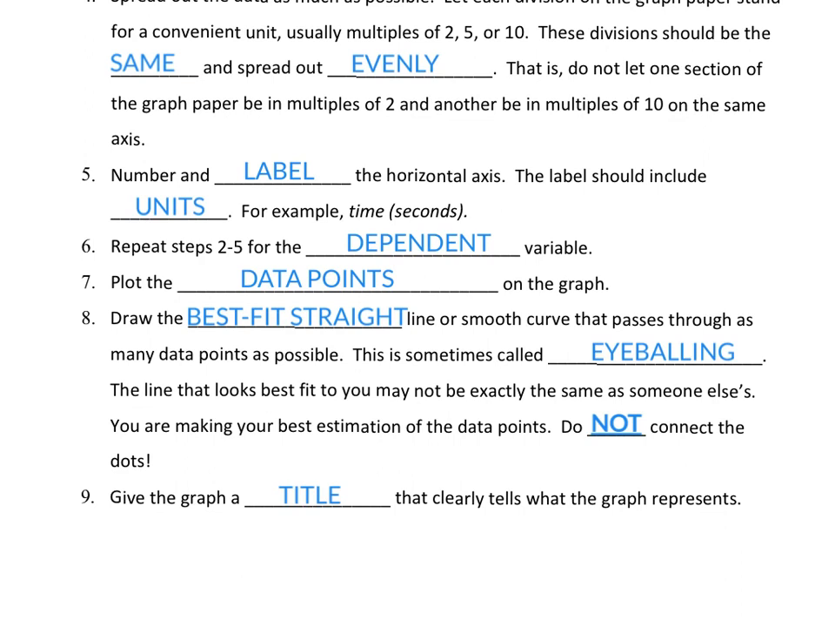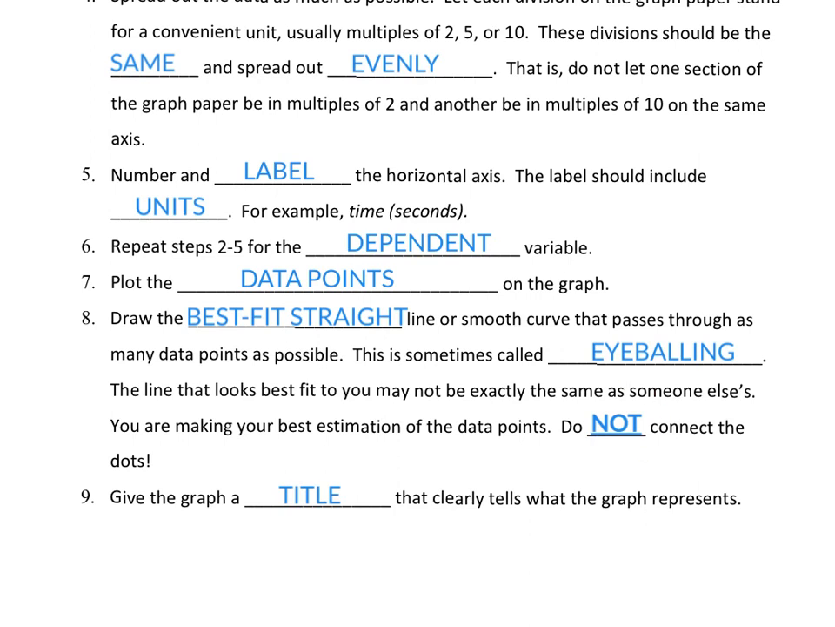Next, you're going to draw a best fit straight line or smooth curve that passes through as many data points as possible. Sometimes this is called eyeballing your data because you're giving a rough estimate for a line that looks like it best fits the data points that you have. And it's important to remember that this is an estimation. It's like an average of your data points. Do not, under any circumstances, connect the dots.